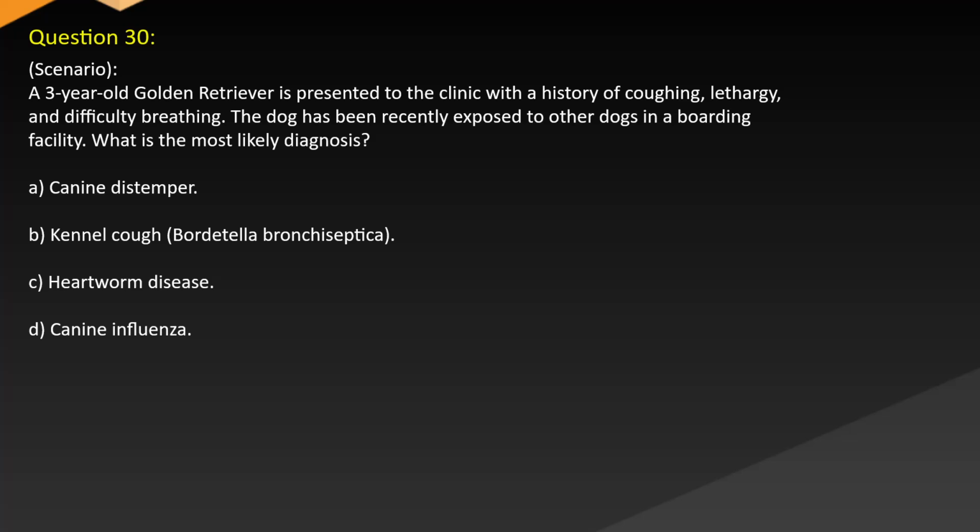Question 30, scenario. A 3-year-old golden retriever is presented to the clinic with a history of coughing, lethargy, and difficulty breathing. The dog has been recently exposed to other dogs in a boarding facility. What is the most likely diagnosis? A. Canine distemper. B. Kennel cough, Bordetella bronchiseptica. C. Heartworm disease. D. Canine influenza.